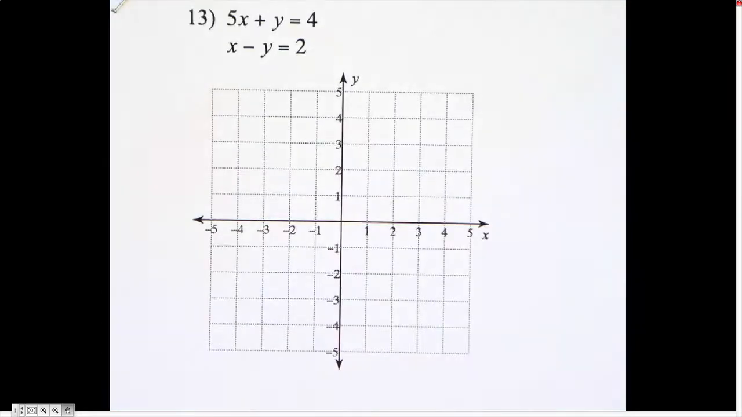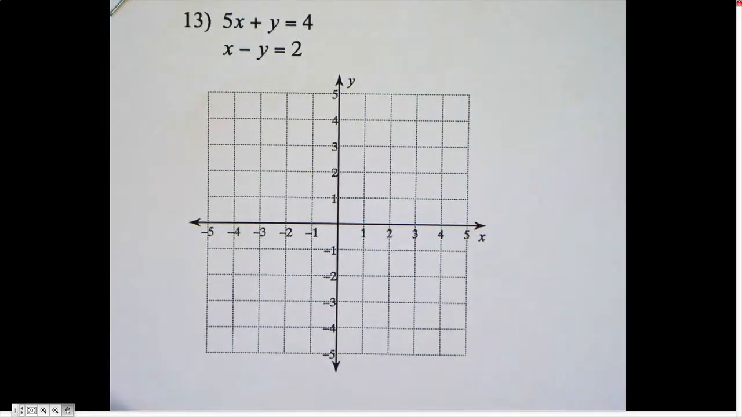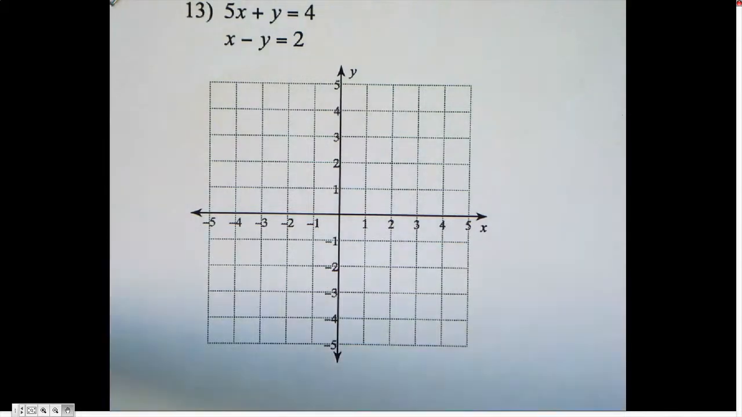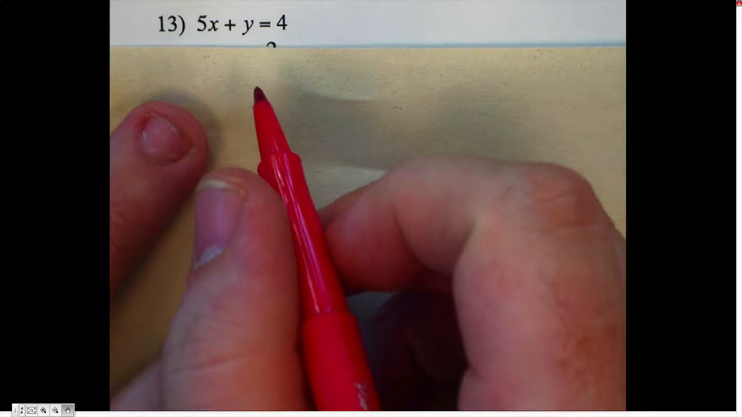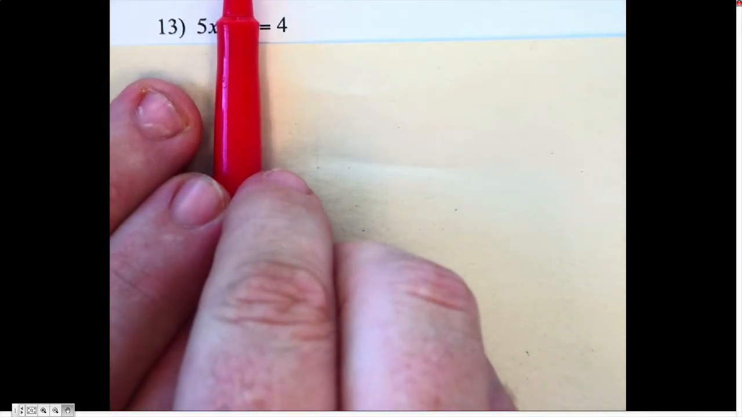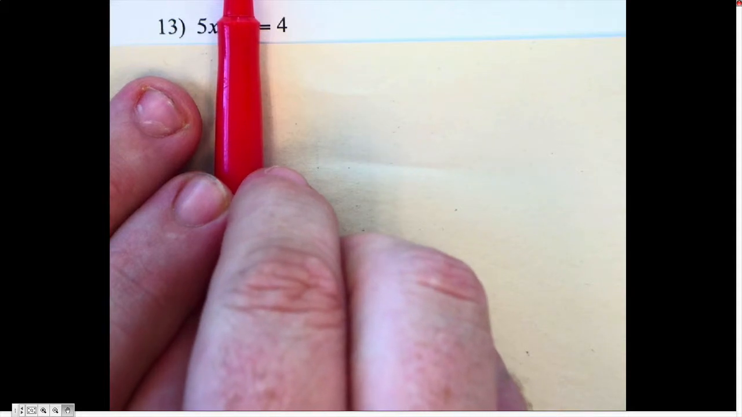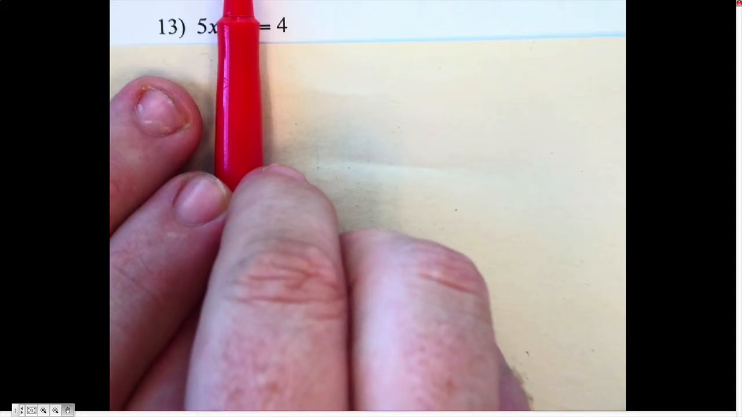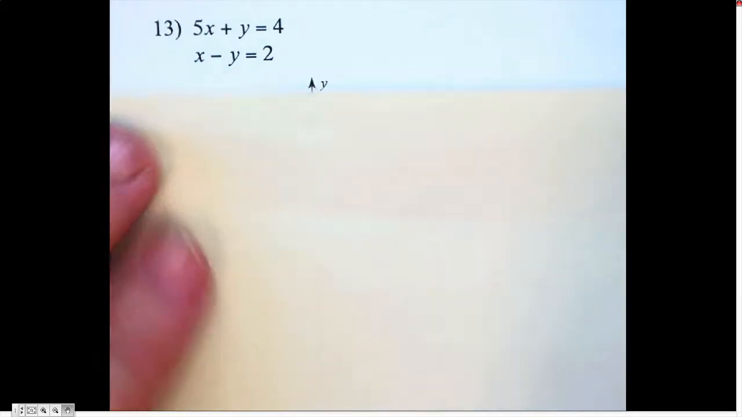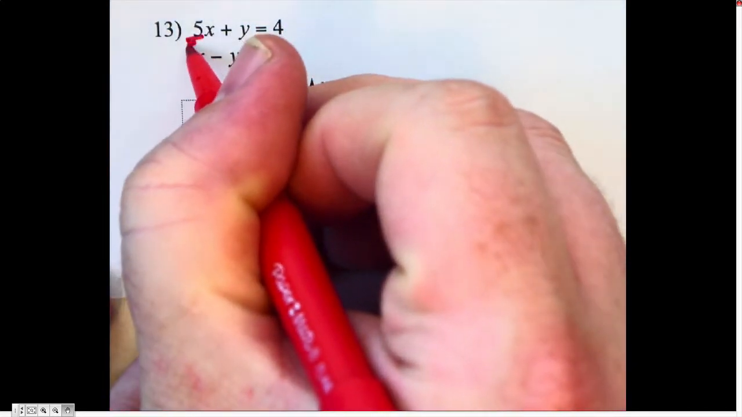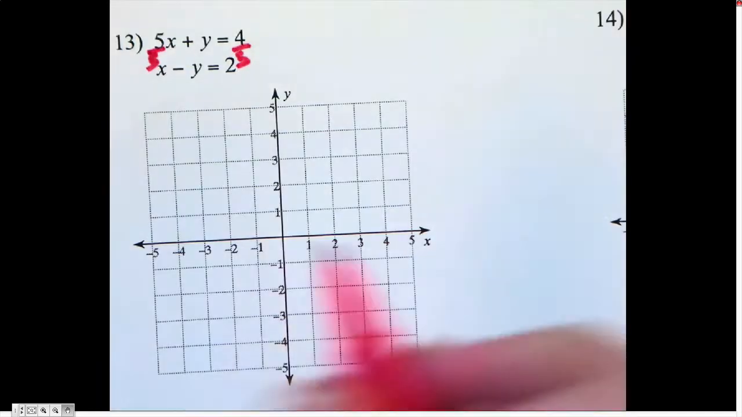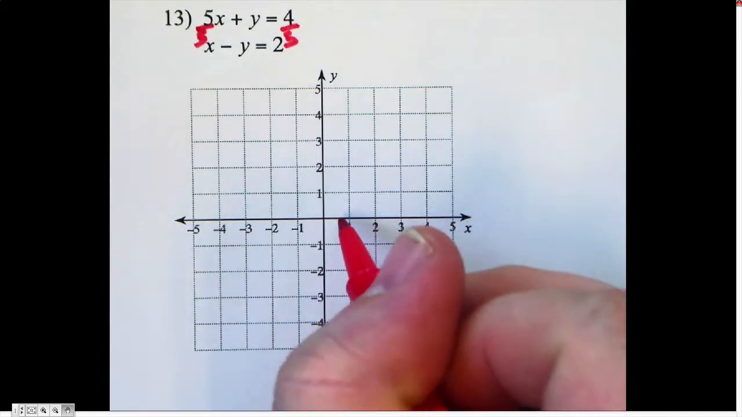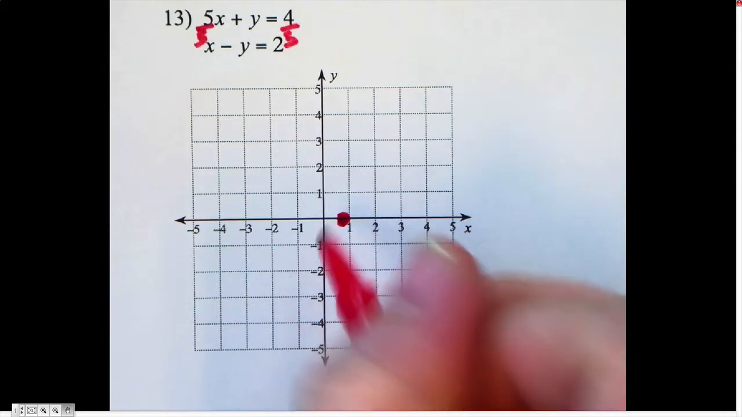Number 13. Number 13, same thing. We've just got to solve each equation individually. And we say, all right, cover up the y. We get 5x equals 4. So when we divide by 5, we get x is 4 over 5, which is about 1, just under 1. So x is going to be right around there.